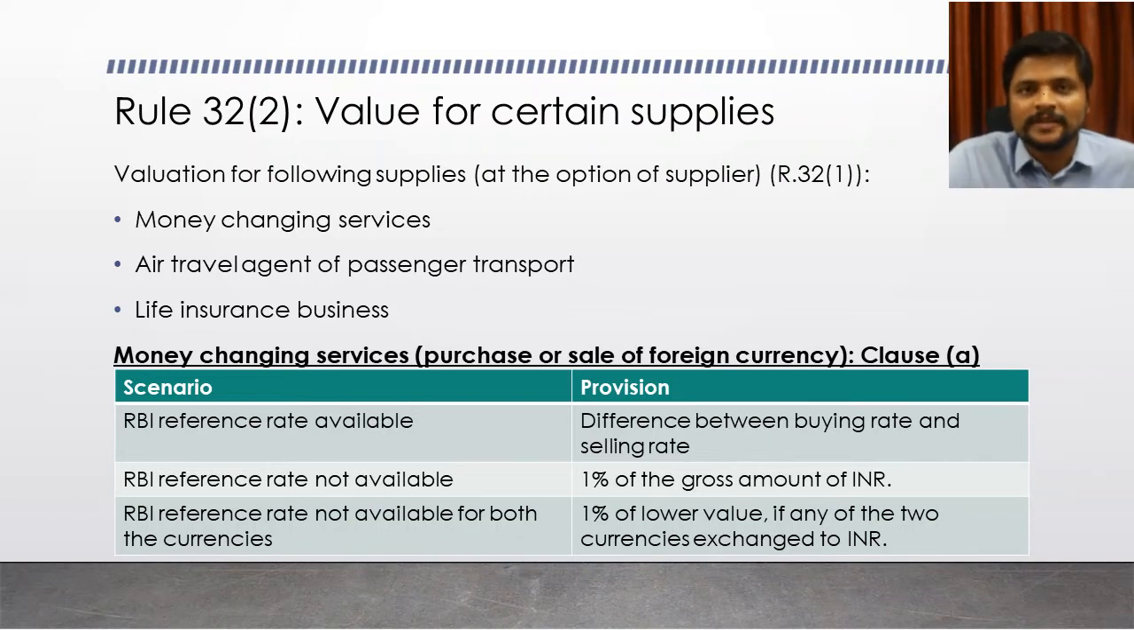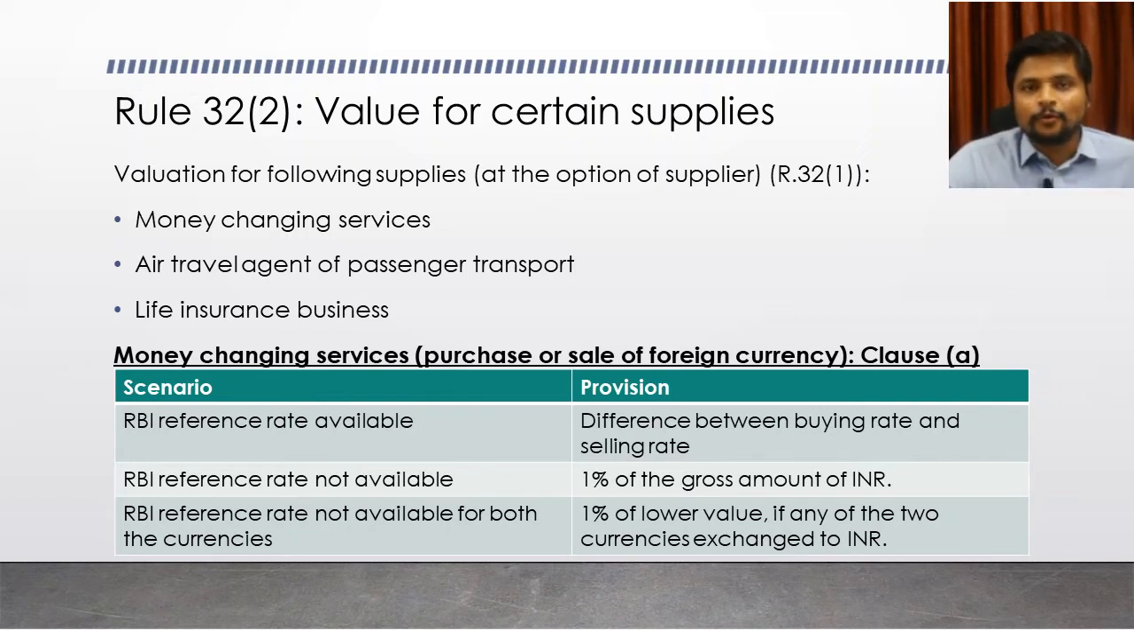So that 60 rupees will become the value for the money changing services provided by the money changer. That is in the case if the RBI reference rate is not available. Then RBI reference rate is not available for both the currencies. See here, you know about the INR and USD. There are two currencies which are dealing here.